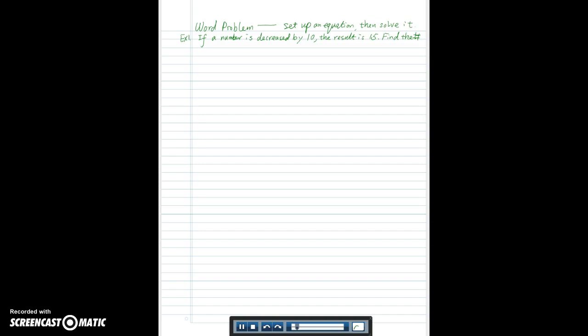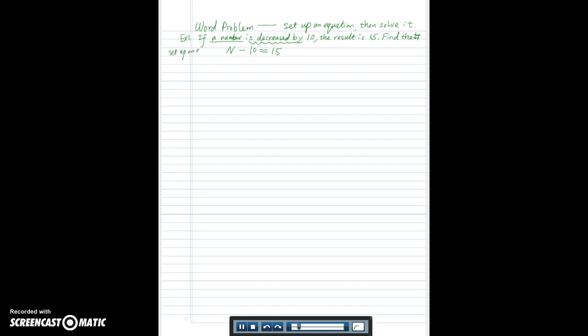So step 1, we translate words to mathematical symbols. A number, it's unknown, so I'm going to pick a letter for it. I'm going to choose N. Is decreased by, we know from the previous section that it's subtraction. It's decreased by 10, so subtract 10 from N. The result means after the subtraction is 15. So the result of N minus 10 is equal to 15. So "is" here corresponds to the equal sign. So this is the equation we set up.